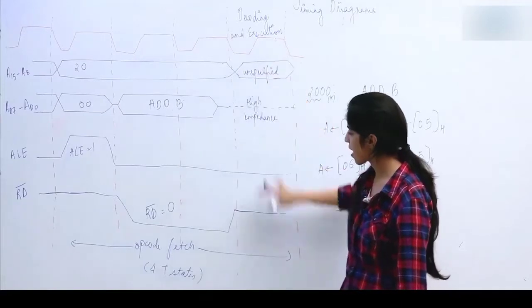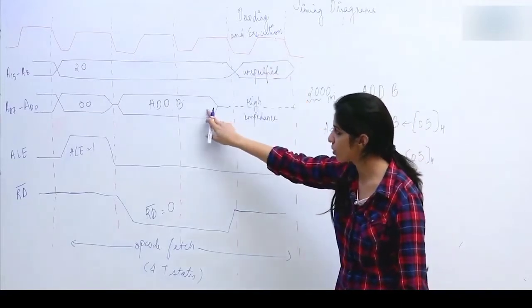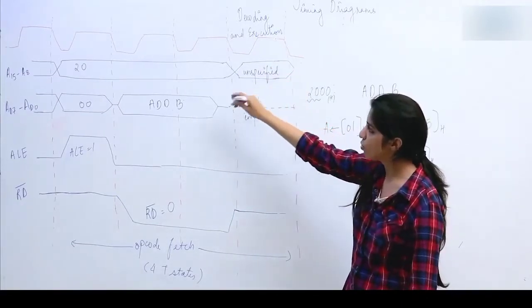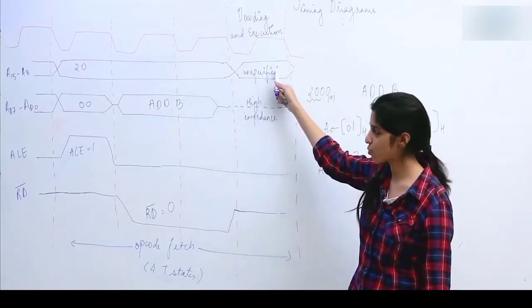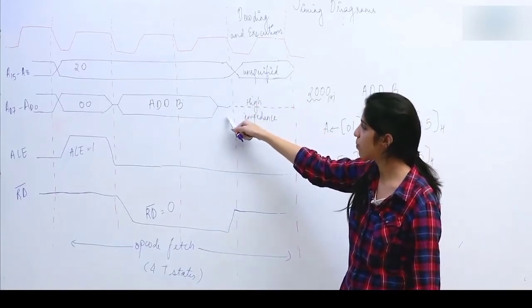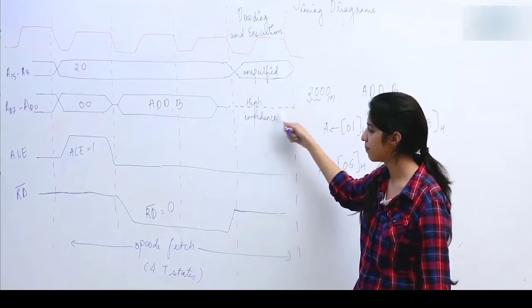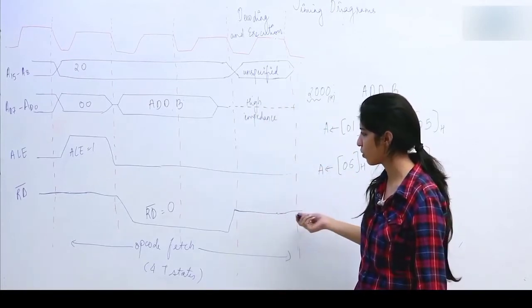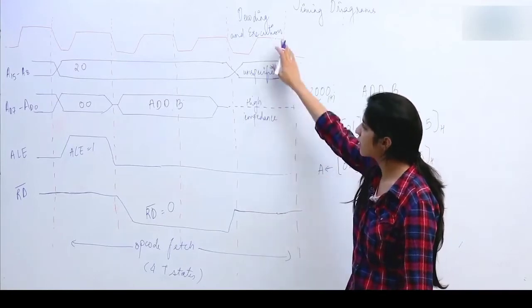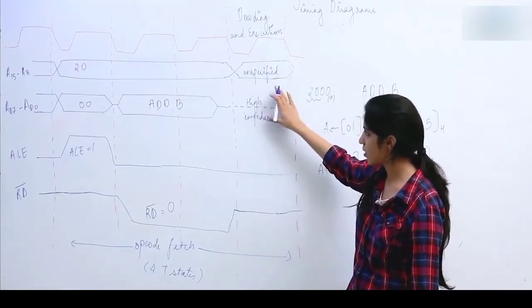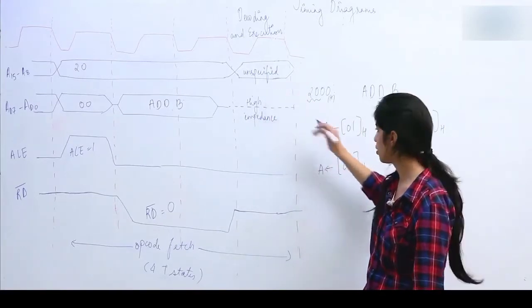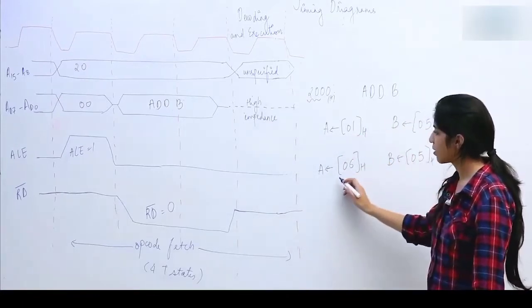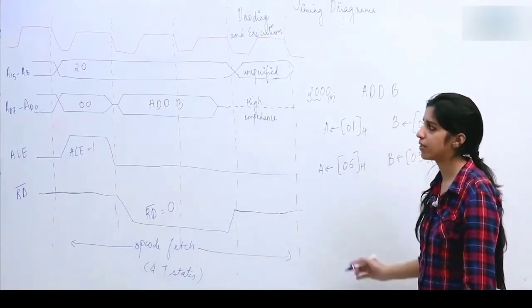In this same cycle, the instruction is going to be decoded and executed. So the address bus is going to be unspecified and this multiplexed bus is going to be high impedance. ALE is going to be 0, read bar is going to be 1, that is okay. So in this clock cycle only, we are going to add these values and the final value is going to be written in the accumulator.